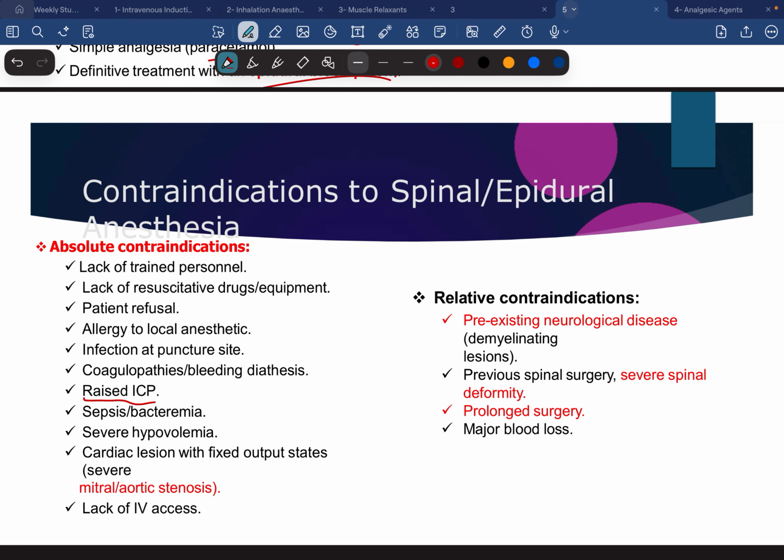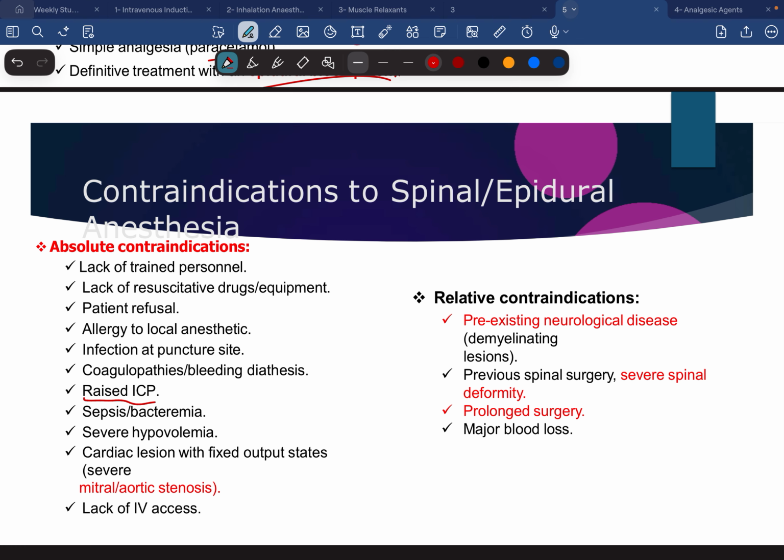Raised ICP. If you're doing a spinal anesthetic and you go into the CSF and there's high ICP, there's a risk of herniation of the brain. So for anyone with brain masses, it's contraindicated to do a spinal.